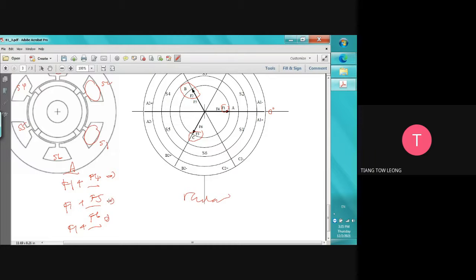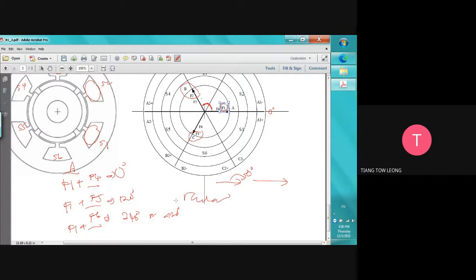So the question comes here: which one should we choose? Follow the rule of thumb. We must choose where the angle between the 2 vectors must be 0. For example, F1 is here, F4 is like this, so the angle is 0 degrees. If we choose F1 and F5, the angle is 120 degrees. If we choose F1 and F6, the angle is 240 degrees or negative 120 degrees.